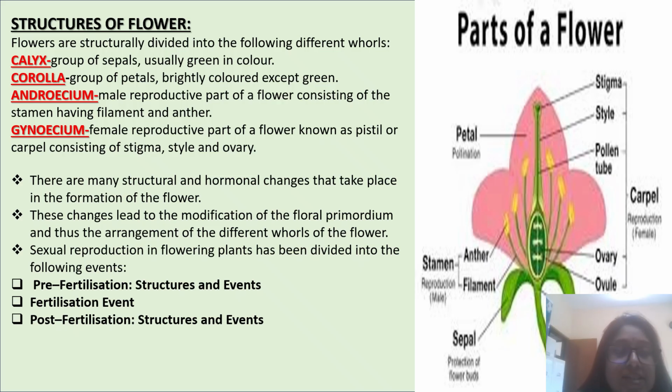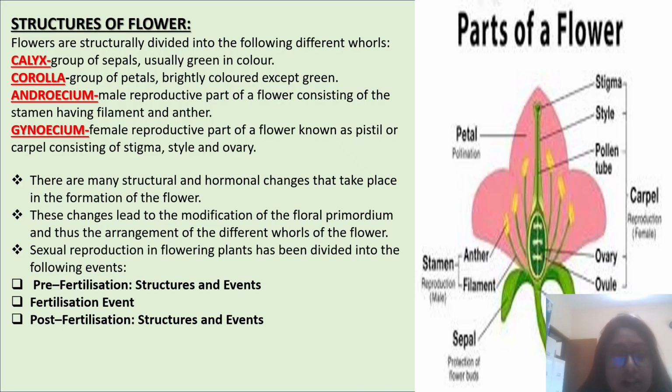Next, there are many structural and hormonal changes that take place in the formation of the flower. These changes lead to the modification of the floral primordium and thus the arrangement of the different whorls of the flower. Next, sexual reproduction in flowering plants has been divided into the following events.